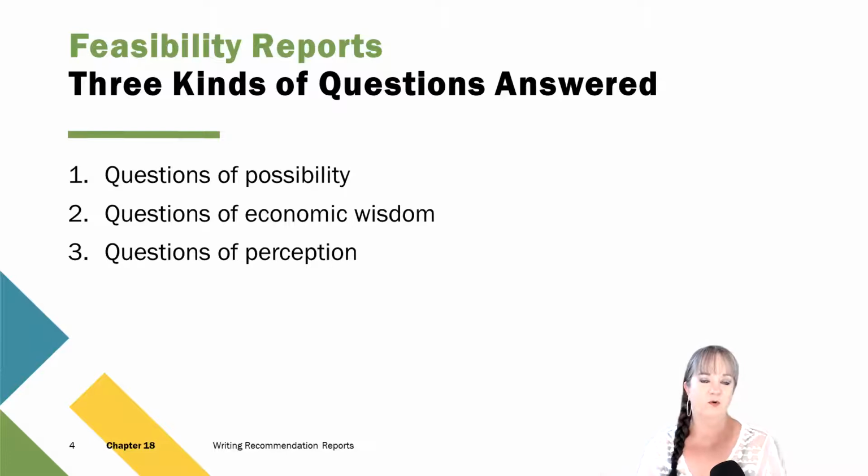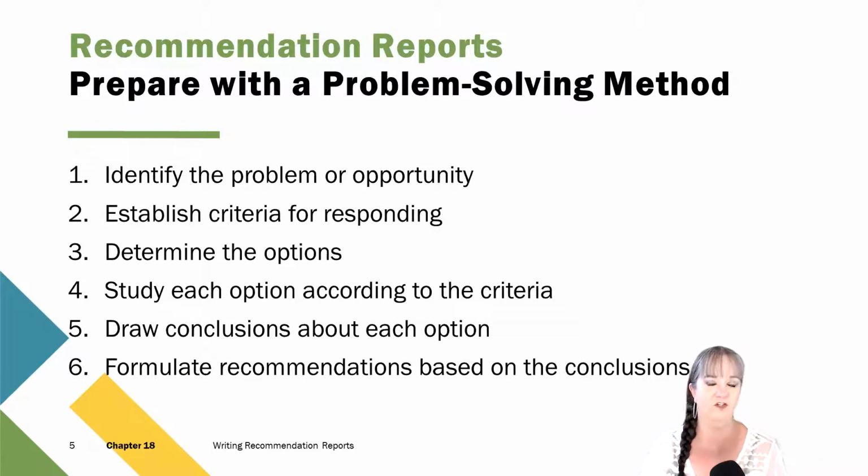Within recommendation reports, you have this idea of feasibility, and those types of reports are going to answer 3 questions. They're going to answer questions of possibility, economic wisdom, and perception. Feasibility is just the degree to which this option is a good idea, like how will it help? You need to answer these questions to help people come to a determination about your recommendation.